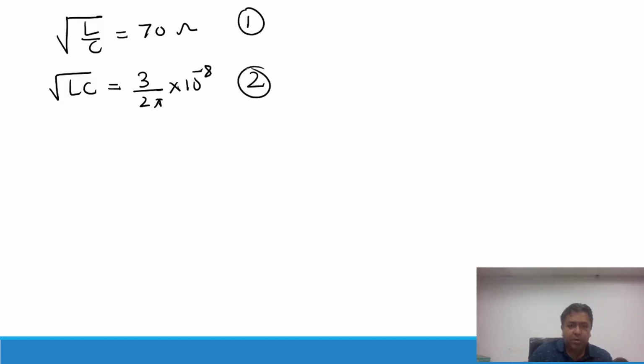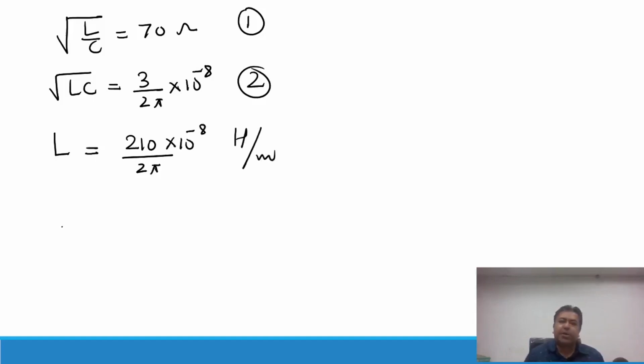And this is equation number 1 and this is equation number 2. If I multiply these two equations, then definitely root C cancels, and I will get L, because root L into root L is L. This L will be 73 ja 210 divided by 2 pi into 10 to the power minus 8 Henry per meter. This will be the inductance.